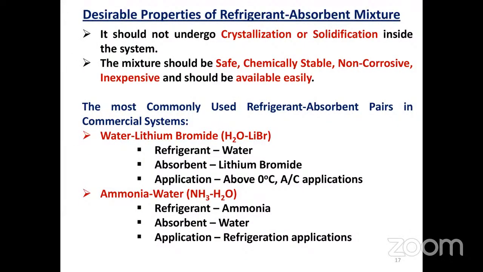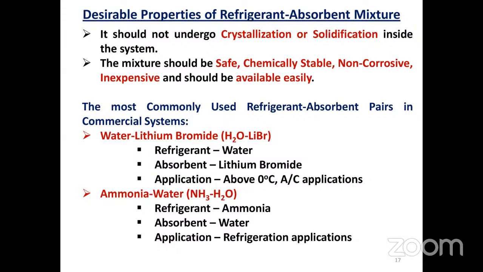Desirable properties of a refrigerant-absorbent mixture: it should not undergo crystallization or solidification inside the system. The mixture should be safe, chemically stable, non-corrosive, inexpensive, and easily available. The most commonly used refrigerant-absorbent pairs in commercial systems are water-lithium bromide and ammonia-water.